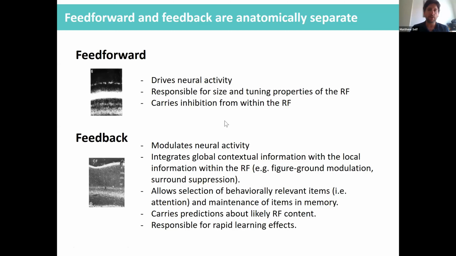So what I'm going to do, I'm going to focus first of all on the feed-forward driven activity. I'm going to look at how feed-forward activity varies across the layers of V1, and then we'll go on and have a look at feedback processes.